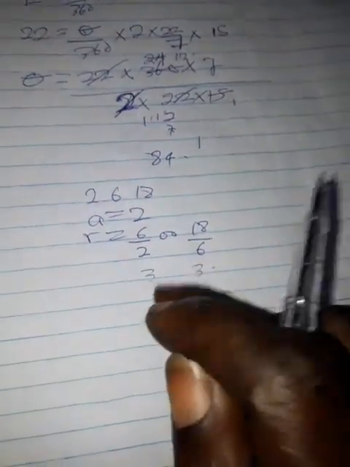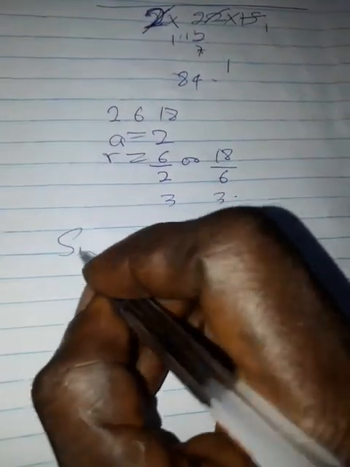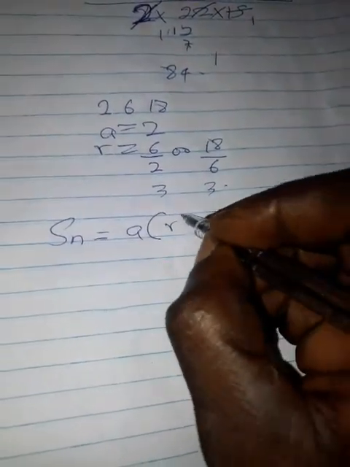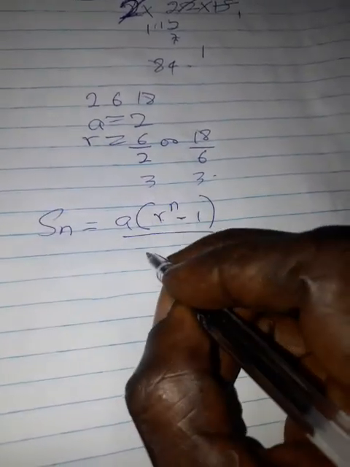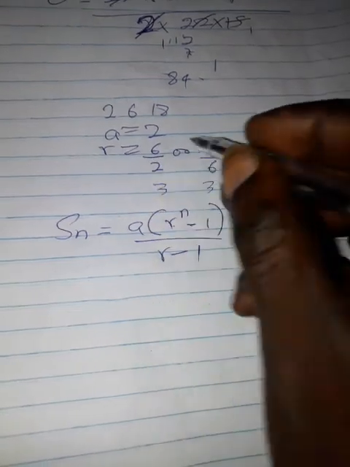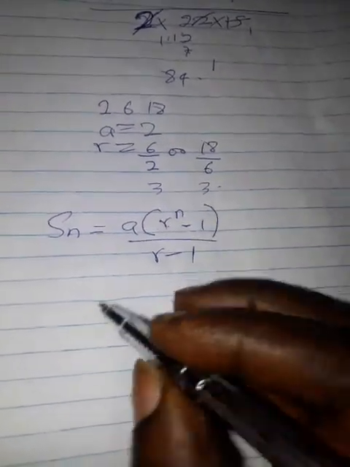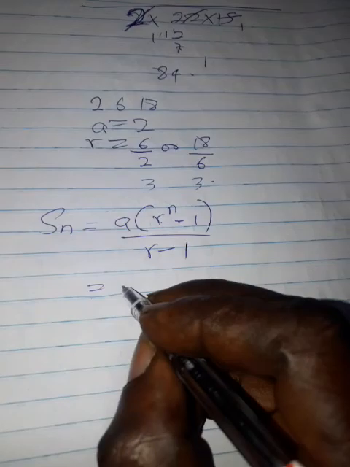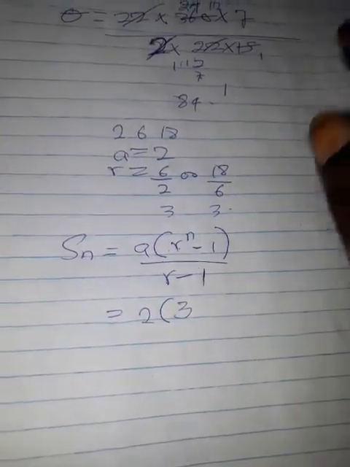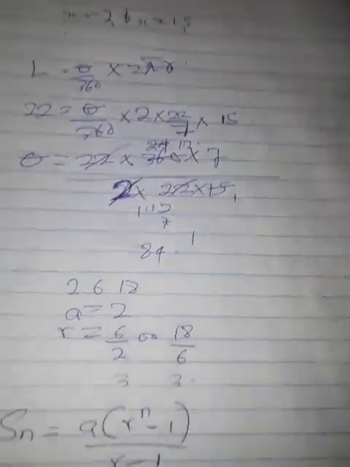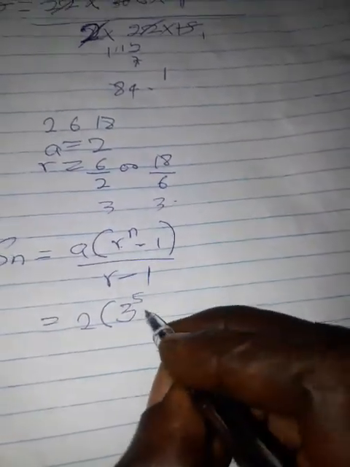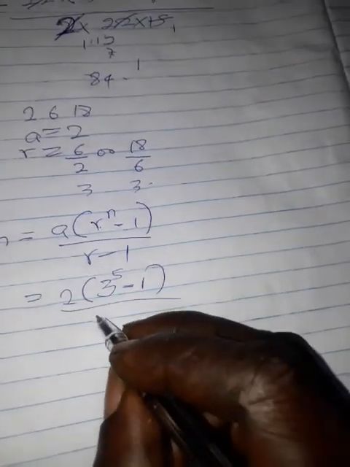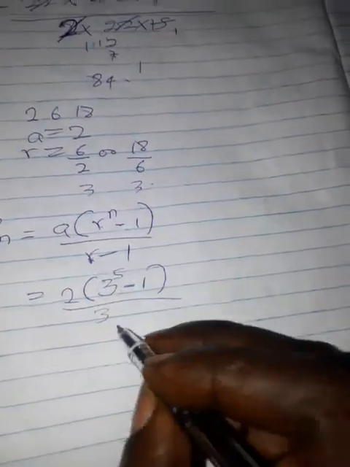Since r is greater than 1, you use the other sum formula of the GP, which says the sum is equal to a times r to the n minus 1, all over r minus 1. If you supply all we've got into this place, you can know what to do. Your a, the first term, is 2. Your r is 3. The question says find the first 5 terms, which means your n is 5. So 5 minus 1 over your common ratio 3 minus 1.